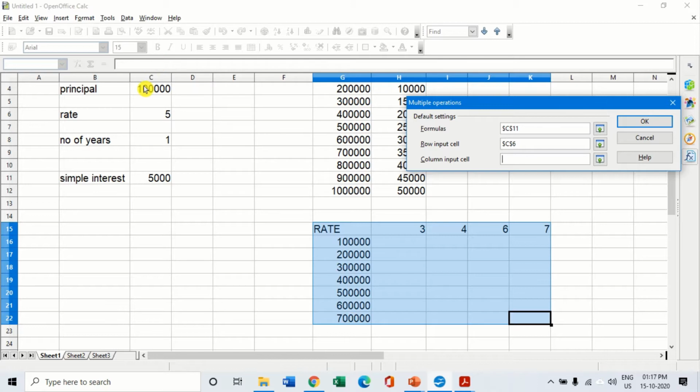So where is the principal in this formula? It is over here in this particular column. So here I click on this. So my row input is the different varying rates, and in my column input I am giving the different principal amounts.